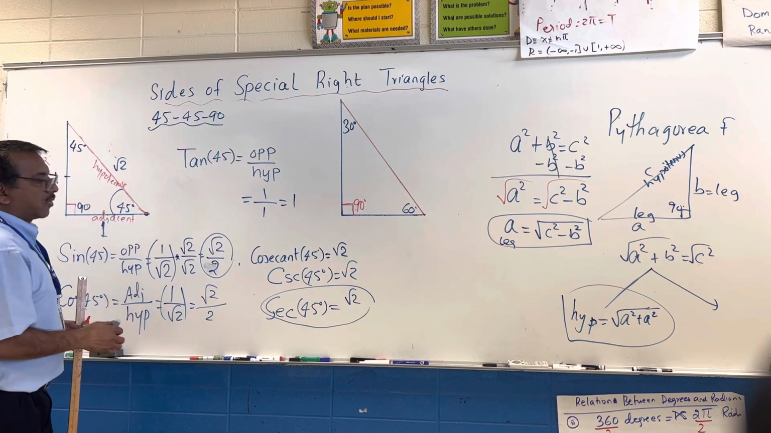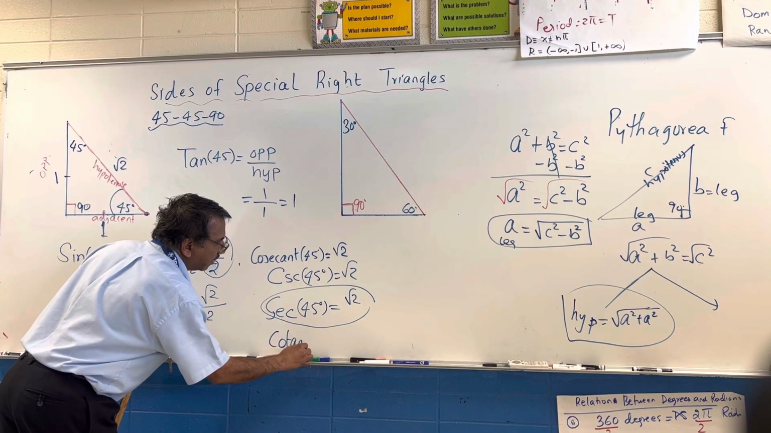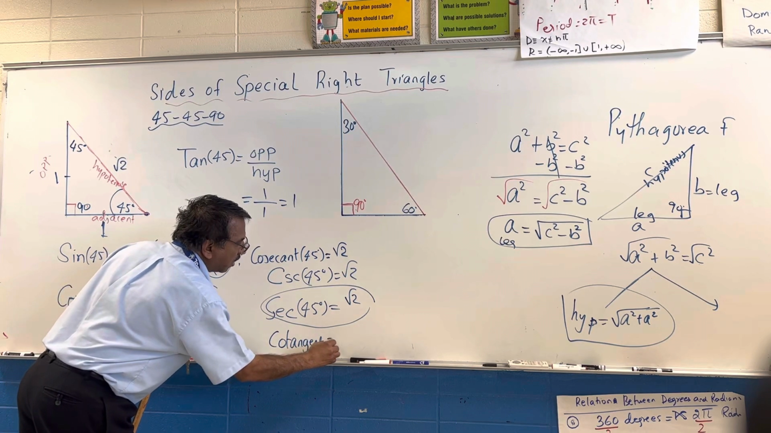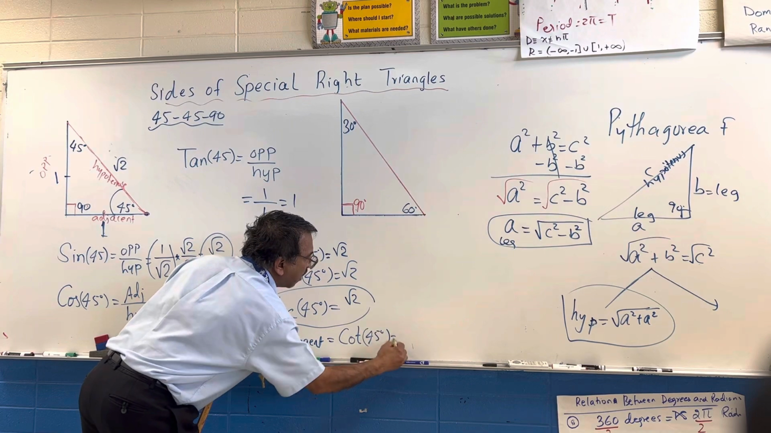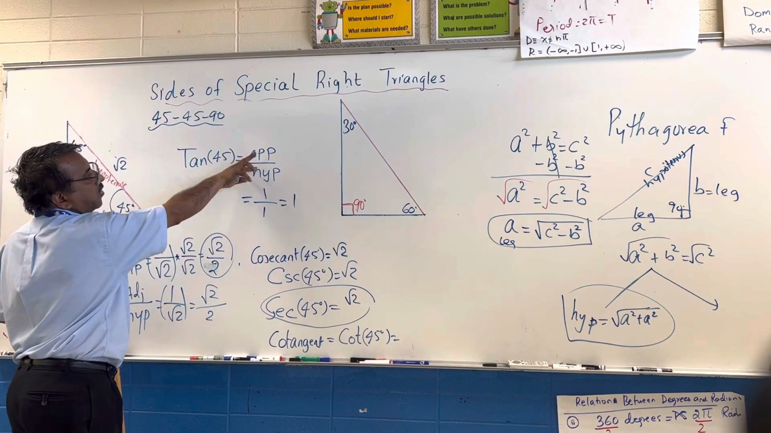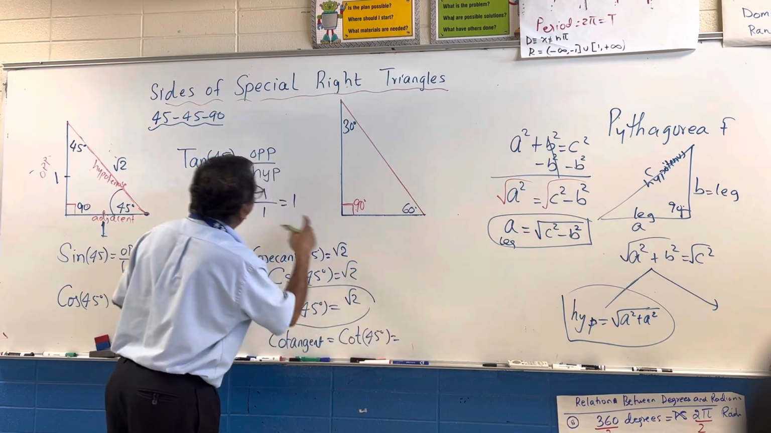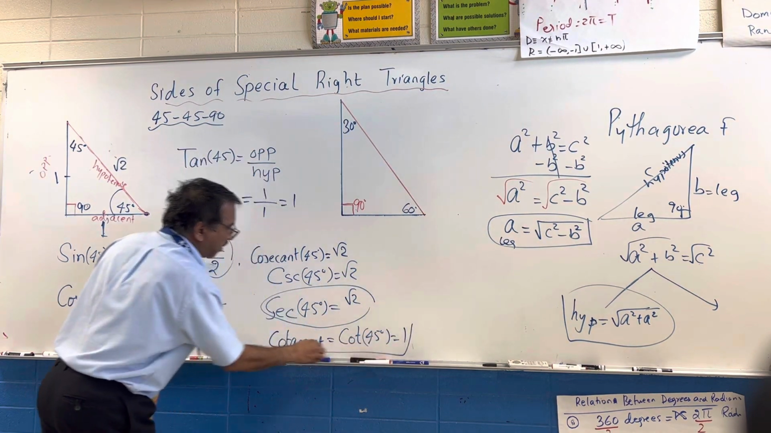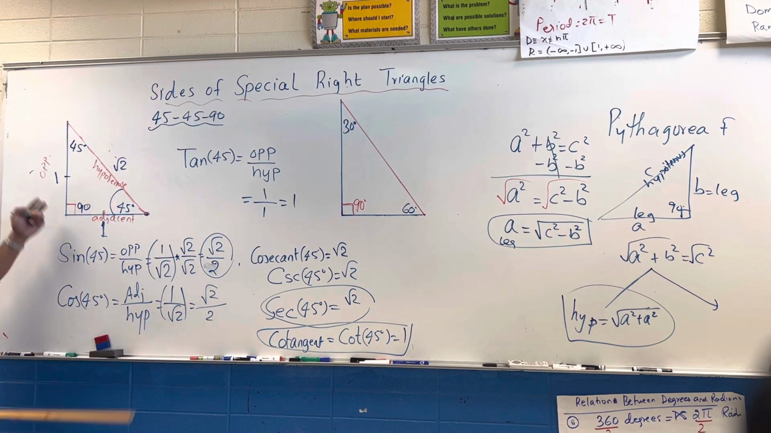And the last one is cotangent. So cotangent of 45 degrees is also the reciprocal of this. It's adjacent divided by opposite, and you get 1 here. So these are the 6 ratios for the special triangle 45, 45.